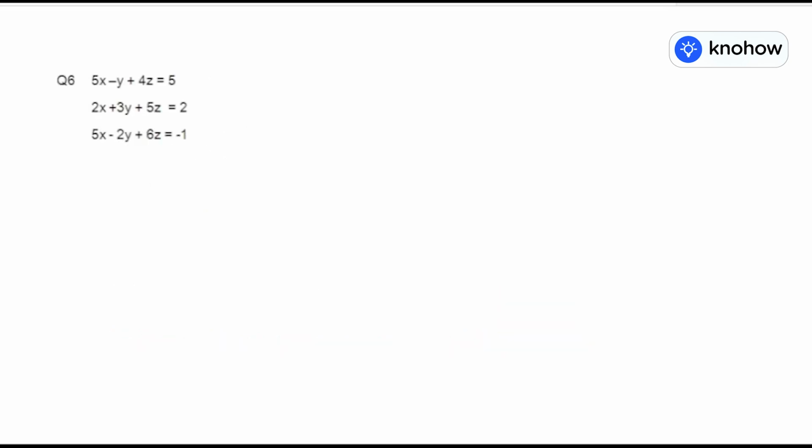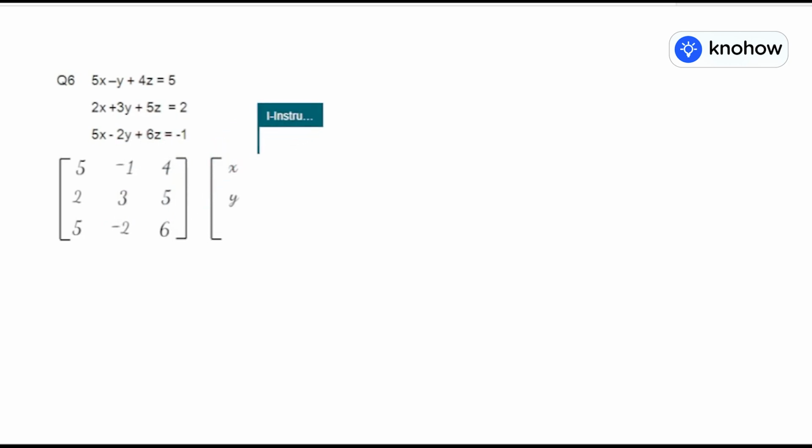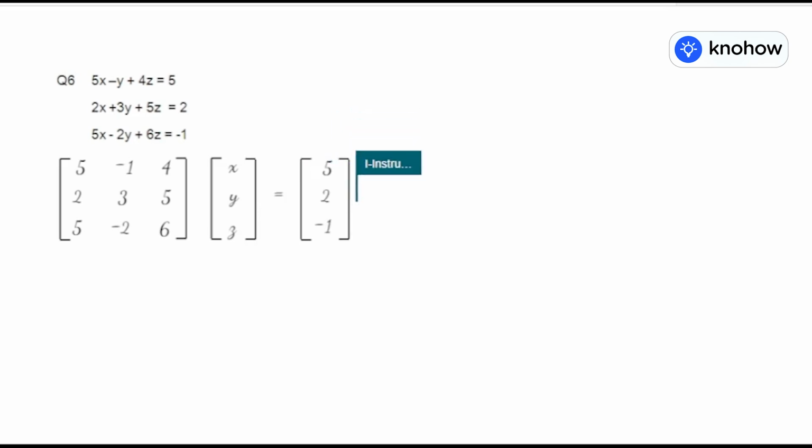Examine the consistency of the system of linear equations. Question 6. This is again three variables, three equations. Put it in the matrix form first of all. You get the coefficient matrix as 5, minus 1, 4, 2, 3, 5, and the third row will be 5, negative 2, 6. The coefficient matrix times the column matrix XYZ equals the constant matrix 5, 2, minus 1. We write it as AX equal to B.